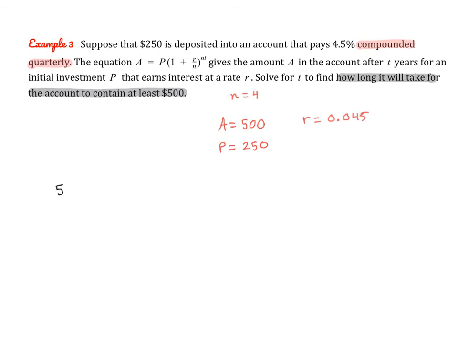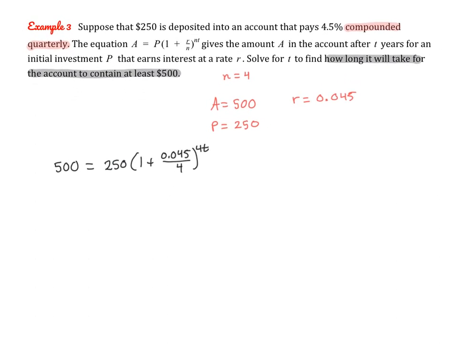So we get 500 equals 250 times 1 plus 0.045 divided by 4 to the power of 4t. And we're solving for t. We're seeing how long does it take for our money to grow from 250 to 500, or essentially to double. So you can see this is an exponential equation because our variable is in the exponent.